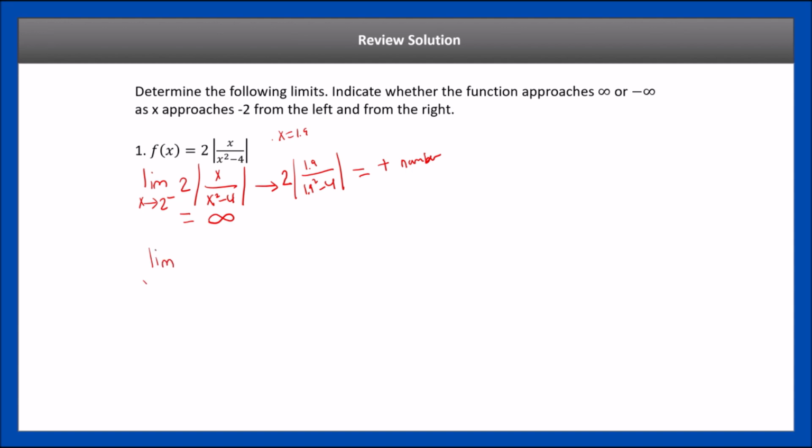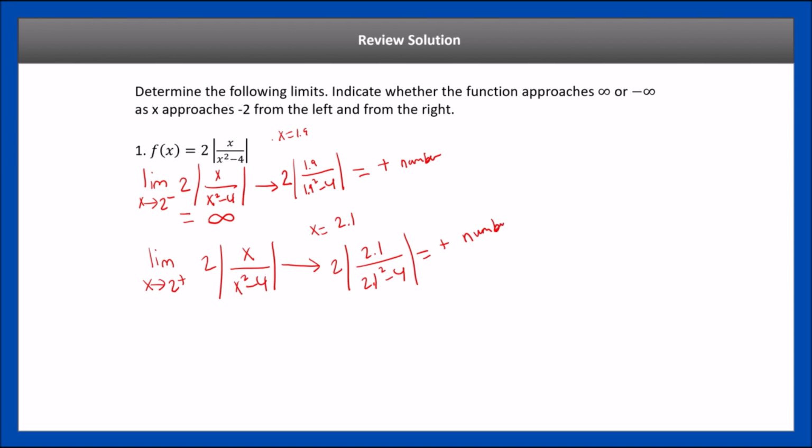Now, if we do the limit as x approaches 2 from the right, of course you could plug it in the calculator and get a number. But remember, we know it's going to be infinity or negative infinity. We just have to determine what direction it's in. So now let's plug in one number from the right, like 2.1. Again, similarly, we get 2 times 2.1 over 2.1 squared minus 4. And this is going to be a positive number because we have the absolute value, and therefore it has to be positive infinity.